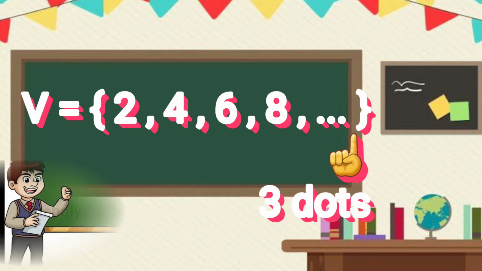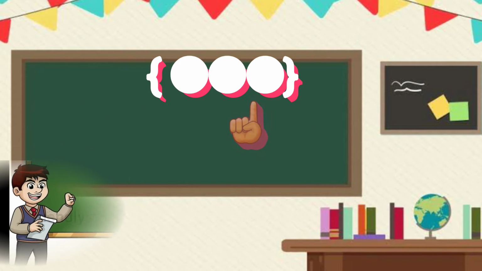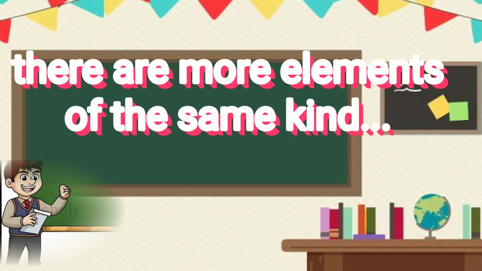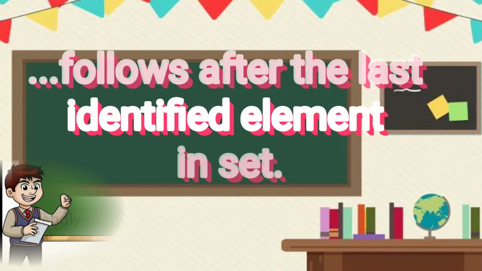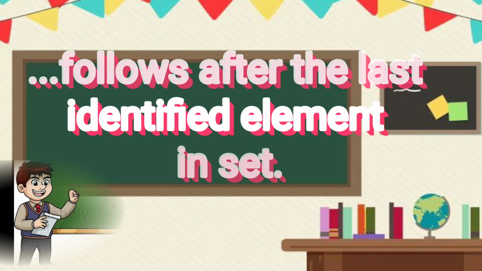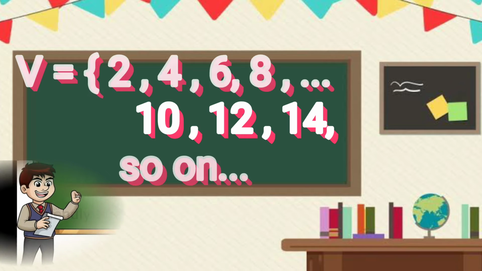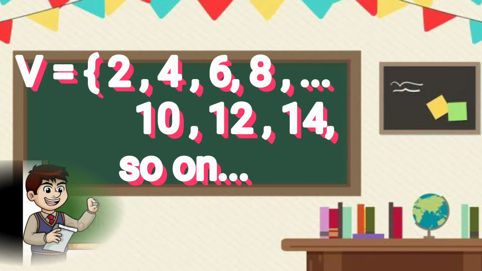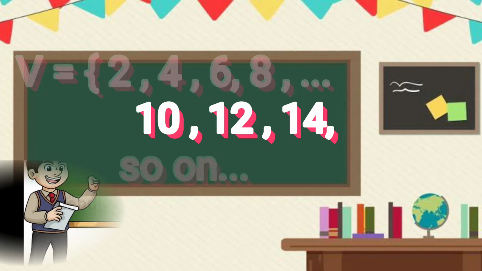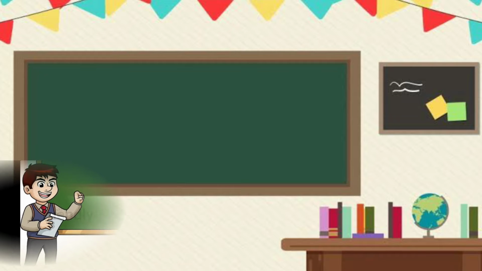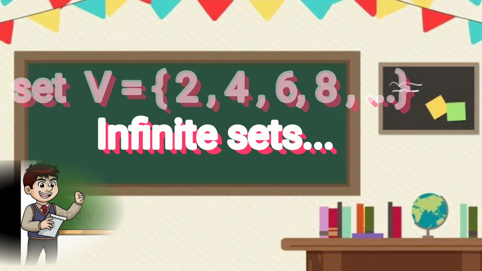The 3 dots are called ellipses. It is being added to indicate that there are more elements of the same kind that follow after the last identified element in the set. In set V, there are more even numbers that follow after 8, like 10, 12, 14, and so on. So that is why set V is an example of an infinite set.